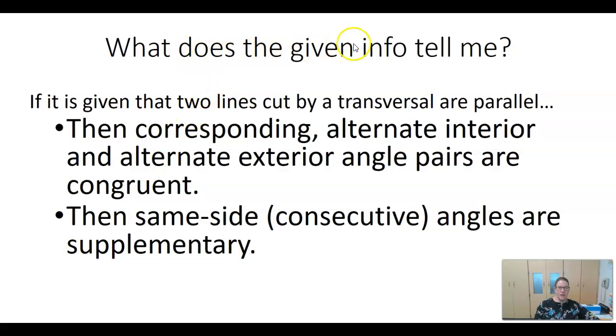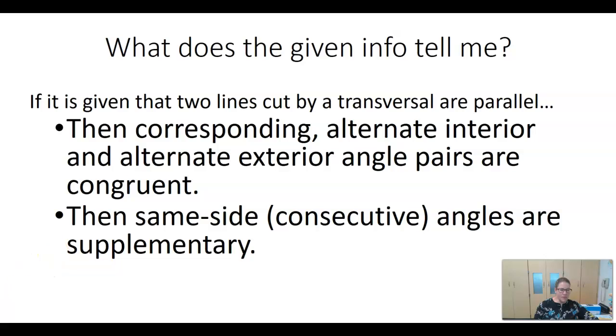So we have to think about, what does the given information tell us? If it's given that two lines cut by a transversal are parallel, then we will know that the corresponding angles, the alternate interior angles, and the alternate exterior angle pairs are congruent. We will also know that same side or consecutive angles are supplementary. Okay? So if we know the lines are parallel, then we know these things are true about the angles.